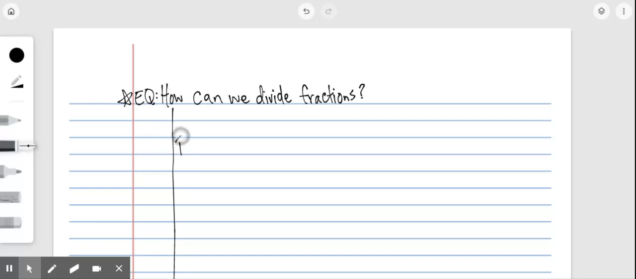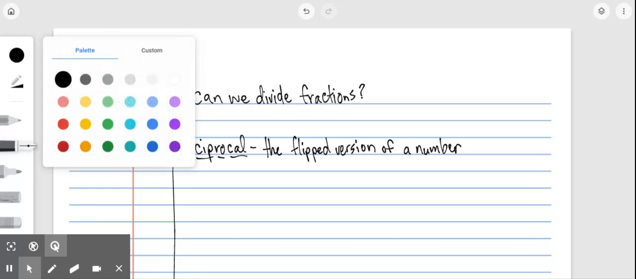So the first thing I want to do is talk about what a reciprocal is. Reciprocal. Break it down into pieces if you need to in order to say it. The reciprocal of something is when you flip it. So if you have a fraction like 1/2, you flip it over and it becomes 2/1. Or if you have a fraction like 3/5, you flip it and it becomes 5/3. Okay? Reciprocal is a flipped version of a number.